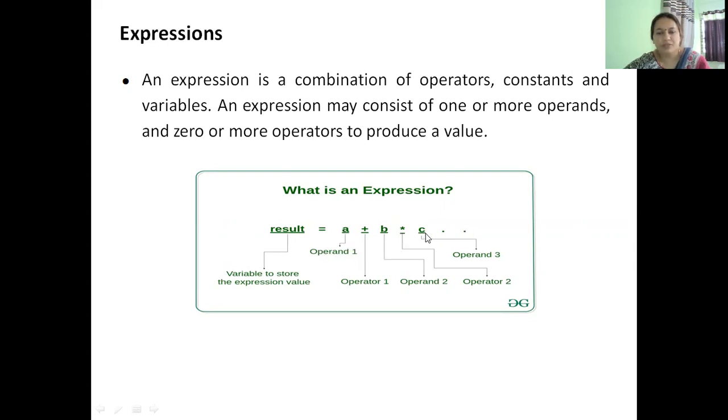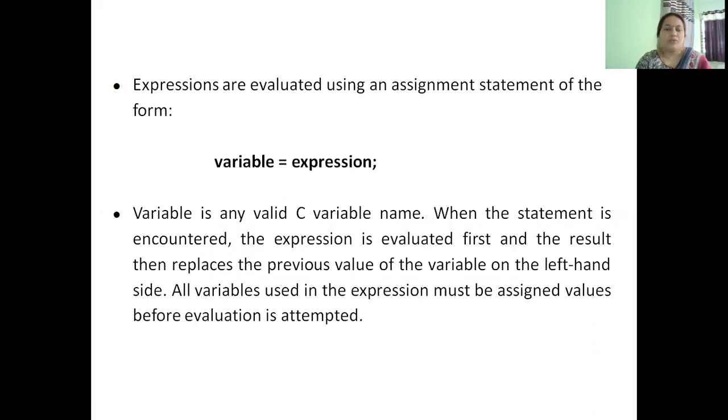A, B, C, whatever data values are there, they are going to replace these variables, and on that the computation will be performed, and finally a single value will be the output of this particular expression evaluation. That value will be assigned to the variable result. Result is the variable which is used to store the value produced by the expression. So in C language, the syntax for an expression is variable equal to expression.